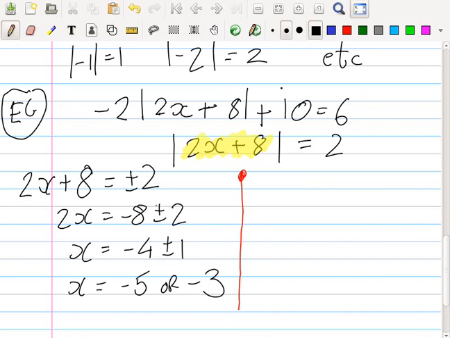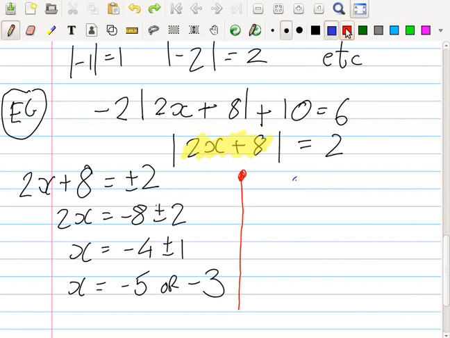By the way, if I just made one tiny change and put a minus here, I can't solve it anymore. Why not? You can't solve this if this is minus here because absolute must be positive, so it doesn't make any sense.